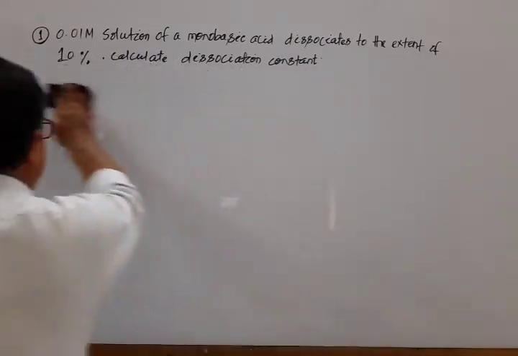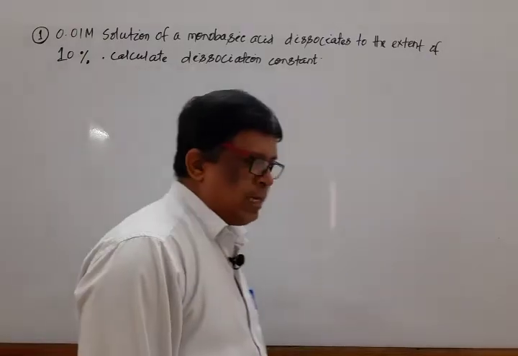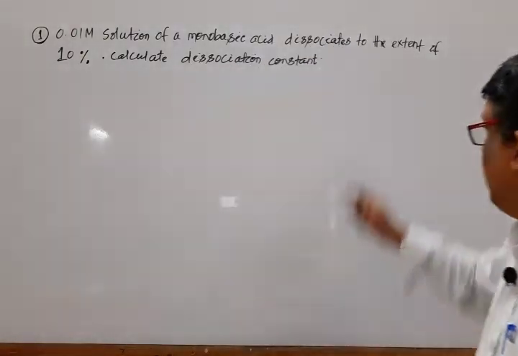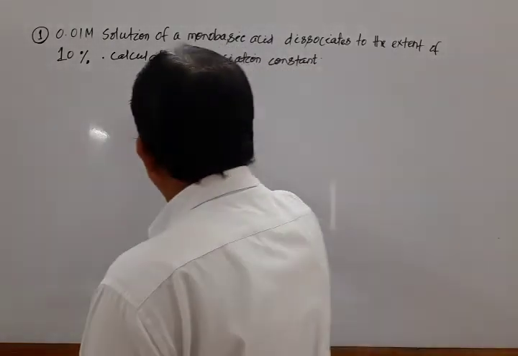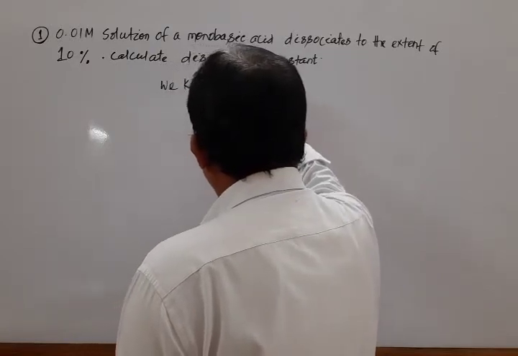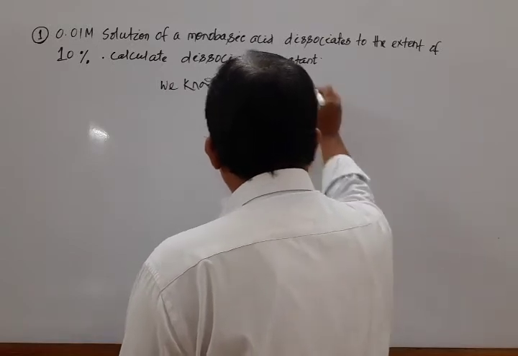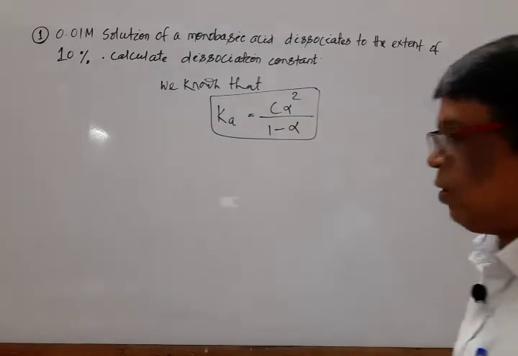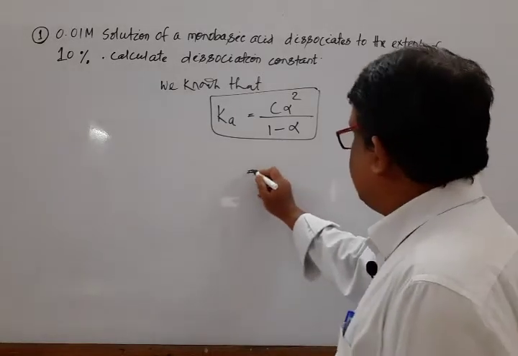Mark that. What is the next question? A 0.01 molar solution of a monobasic acid dissociates to the extent of 10%. Then calculate the dissociation constant. We know that for a weak acid, the dissociation constant Ka is equal to C alpha square by 1 minus alpha. It is the formula for calculating the dissociation constant, that is Ka is equal to C alpha square by 1 minus alpha.